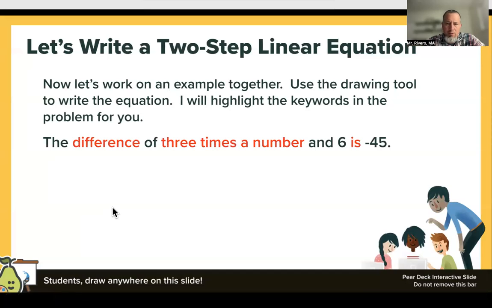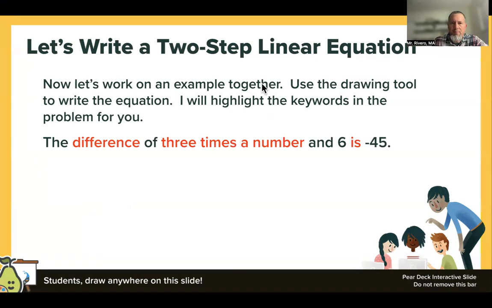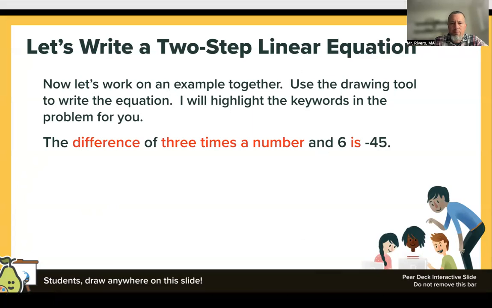Now let's work on an example together. Use a drawing tool to write the equation. I will highlight the keywords in the problem for you. The difference of 3 times a number and 6 is 45. Okay. Try to solve that one.